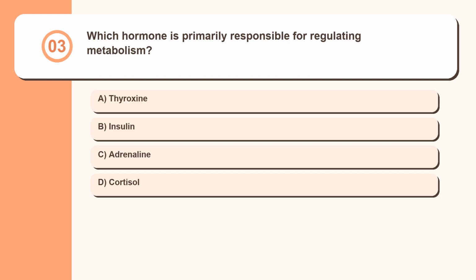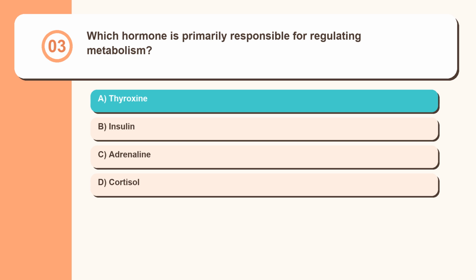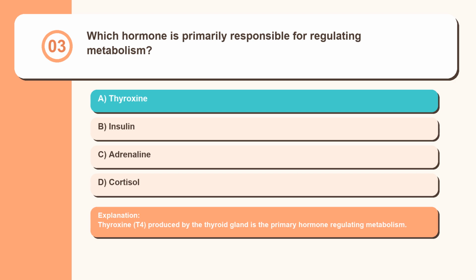Question 3. Which hormone is primarily responsible for regulating metabolism? Thyroxine, insulin, adrenaline, cortisol. Thyroxine, T4, produced by the thyroid gland, is the primary hormone regulating metabolism.